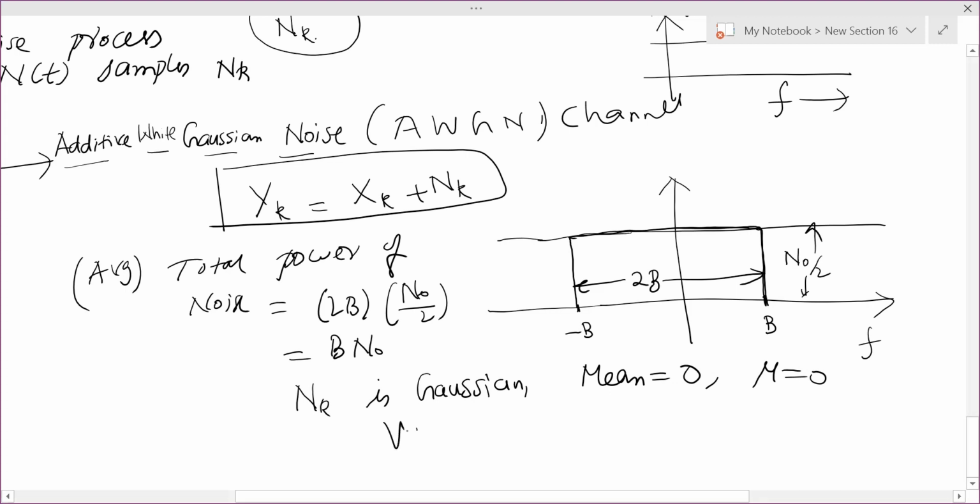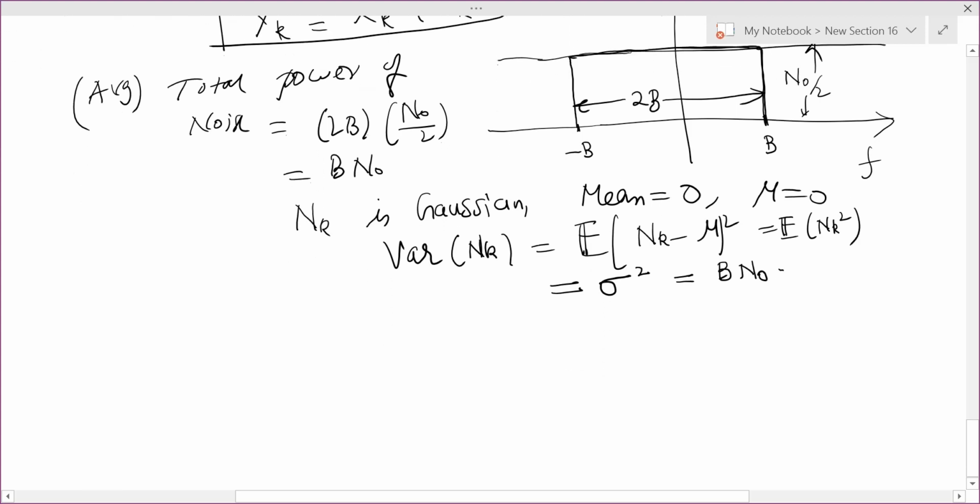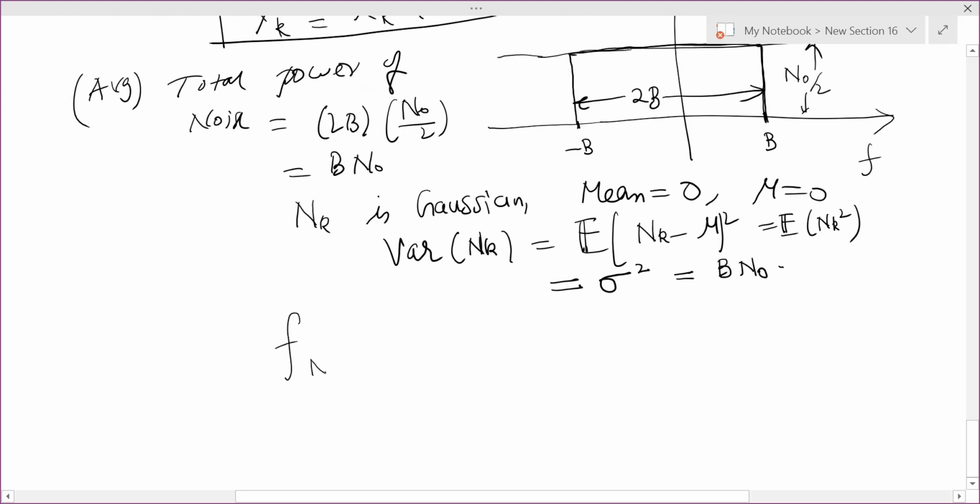Now what will be its variance? Variance of this noise, by definition, is the expected value of (nk minus mu) squared, which is now the expected value of nk squared. This is nothing but the average power. So this will be the variance, which we denote by sigma square, and that is given by b times N naught. So this is now the variance of Gaussian noise. Now everything is clear. We can in fact write fN(n), the PDF: 1 over the square root of 2 pi sigma square, e to the power minus n square by 2 sigma square, where sigma square is b N naught.